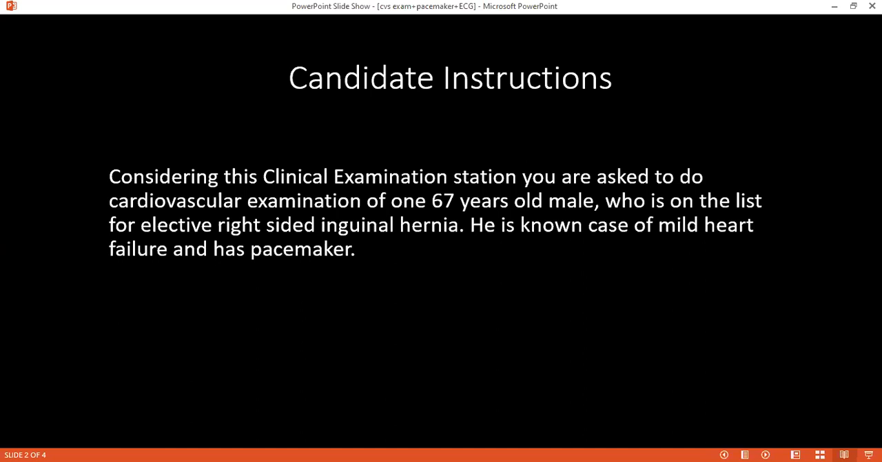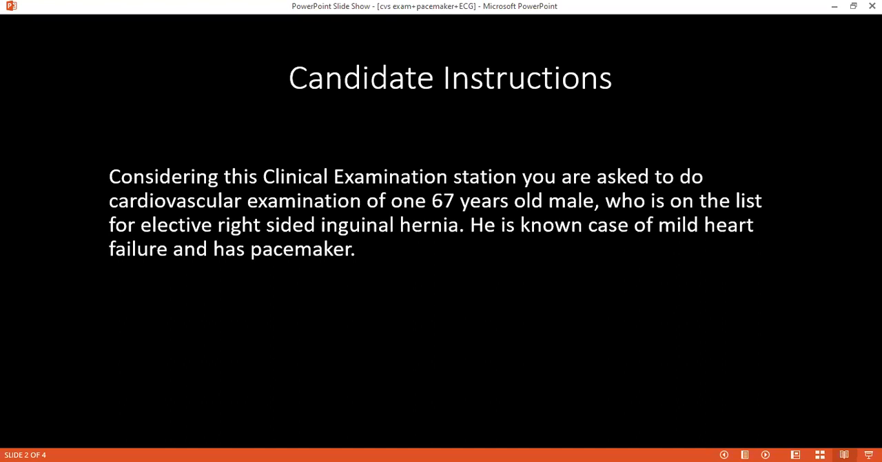Then I will auscultate. I will palpate the carotid pulse simultaneously. I will auscultate all the areas, first with the diaphragm, then I will also auscultate with the bell of my stethoscope. Then I will make the patient roll onto the left side.